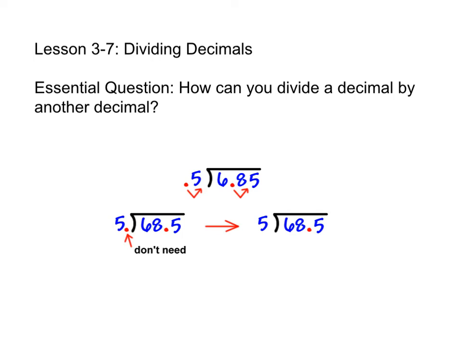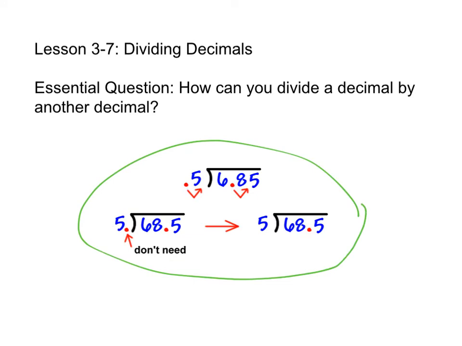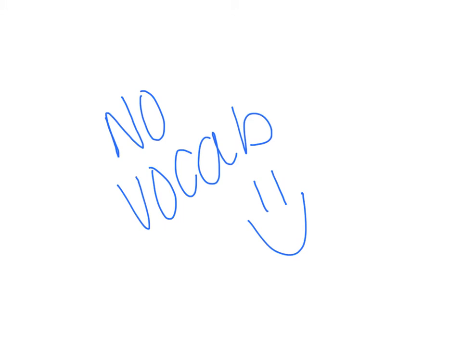This is lesson 3-7, dividing decimals. Our central question: how can you divide a decimal by another decimal? Again, here's a good picture for you. You never have to copy down the picture on the first page unless I say so. They can show how they're moving the decimal, and I'm going to show you that in the examples. No vocab for this lesson.